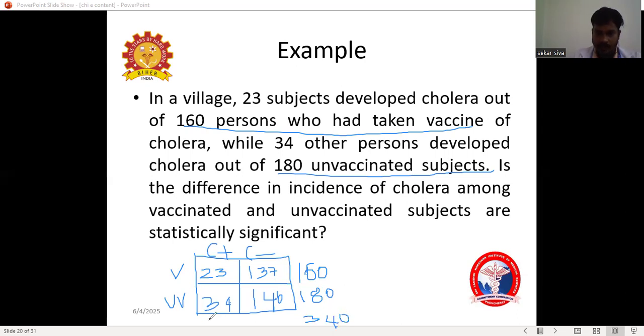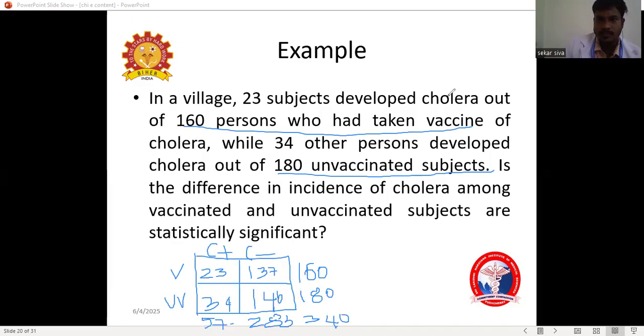Here the column totals are 57 and 283. This is how we have to make a two-by-two table based on the given scenario. Are you clear about how to make a two-by-two table?